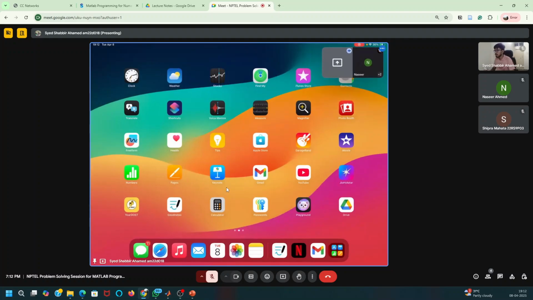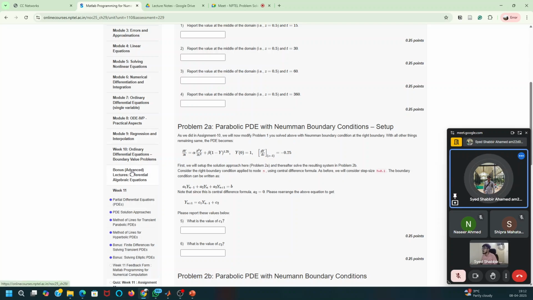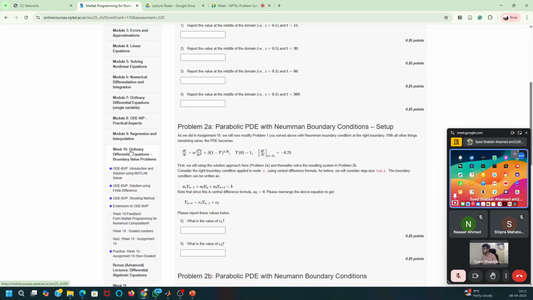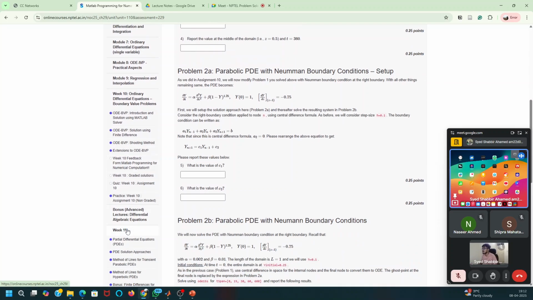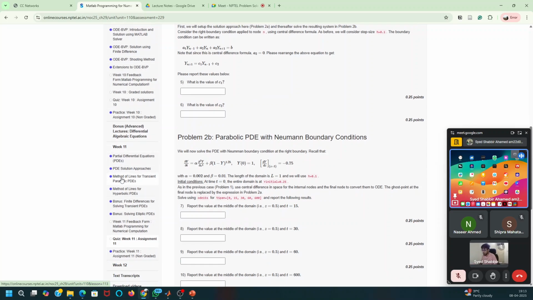Okay, so last week we went about solving boundary value problems, and we saw a few methods, namely the finite difference and shooting methods and all these things. In the next module, which is module 11 or week 11, we are going to see how we can solve partial differential equations.